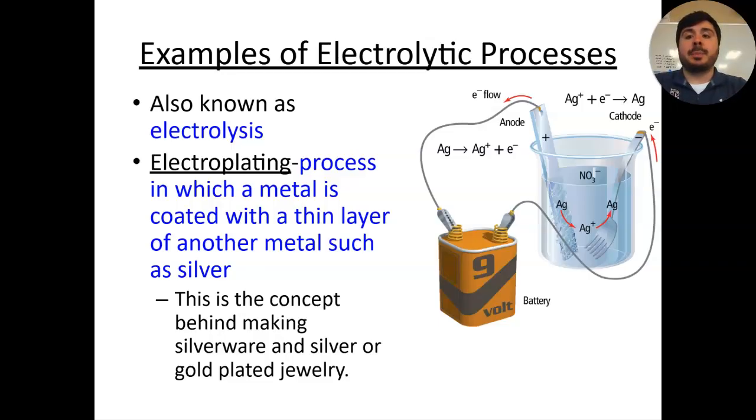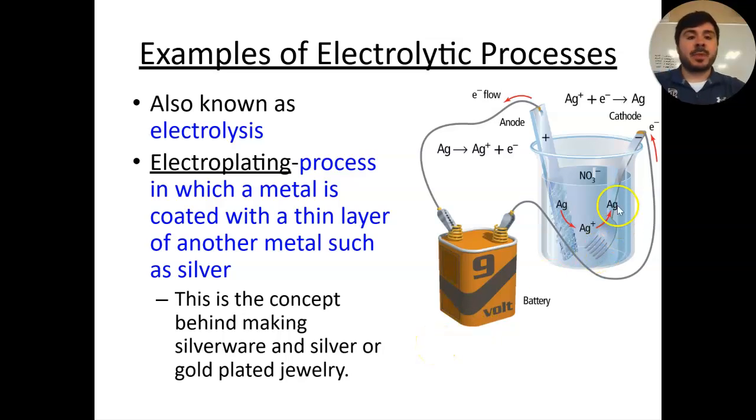But again, it underwent a process known as electroplating by applying a very, very thin layer of silver on the outside of your forks and your knives and your spoons, to make them look really nice and silver. Okay. But again, this idea of electroplating is behind so many different things like silverware, silver and gold-plated jewelry, all that good stuff.